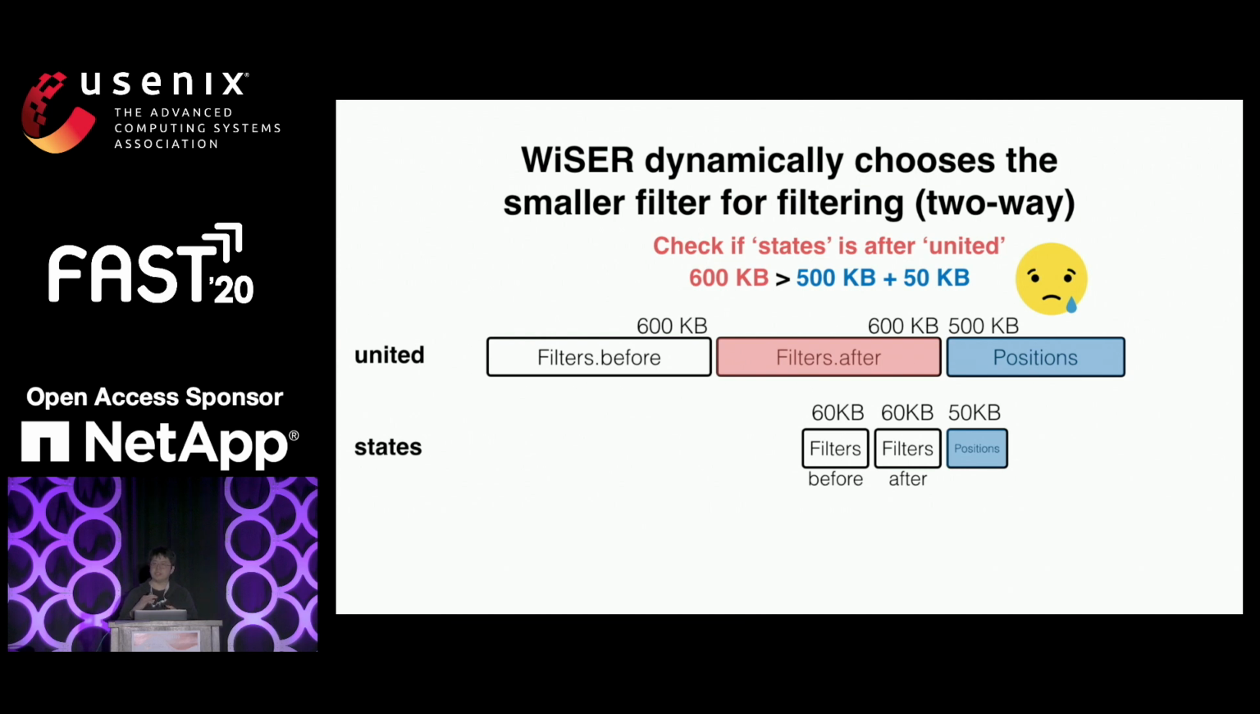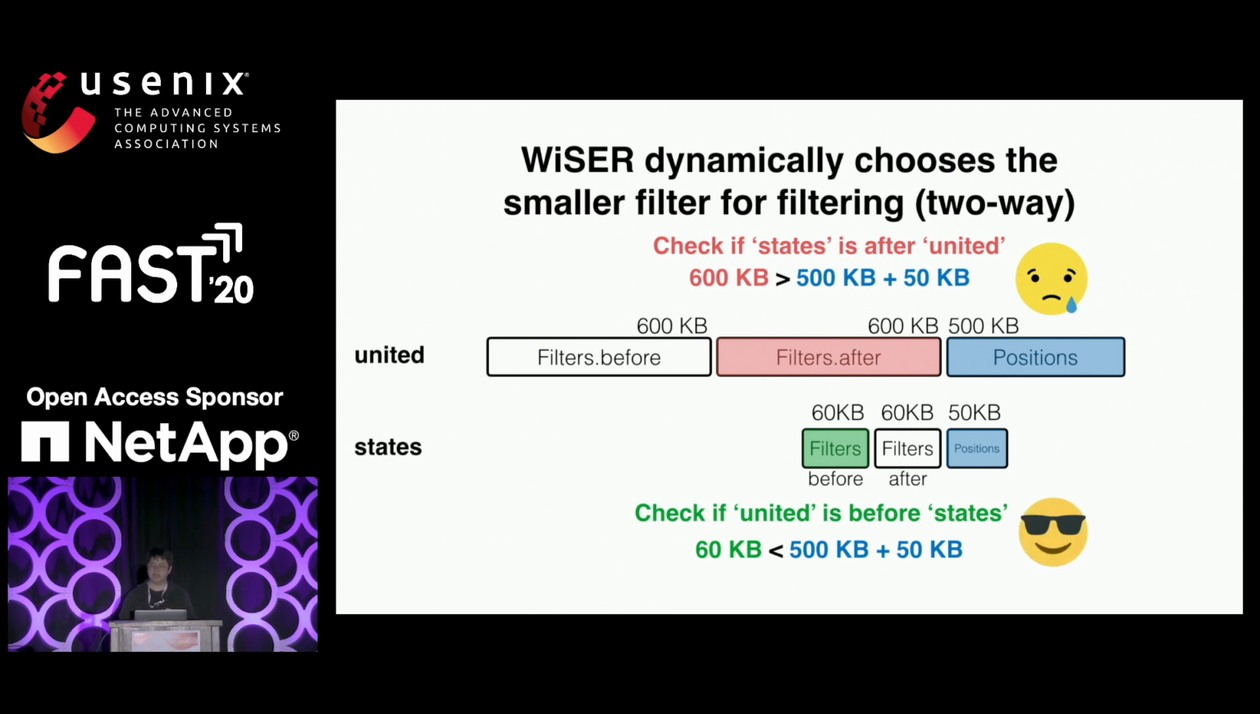A key observation here is that the 2 terms and the phrase query, they usually have very different popularity, which means they have very different filter size. So by observing that, we can just use a smaller filter to do the filtering and save a lot of I/O. For example here, we can just check if United is before States. In that case, we only need to read 60 kilobytes of data, in which case we can save a lot of I/O.